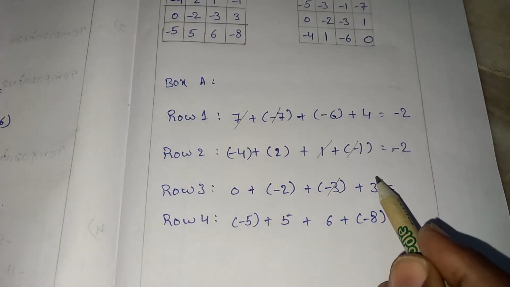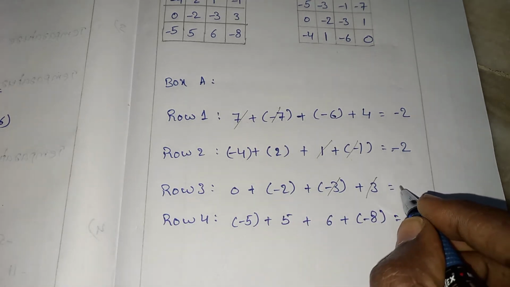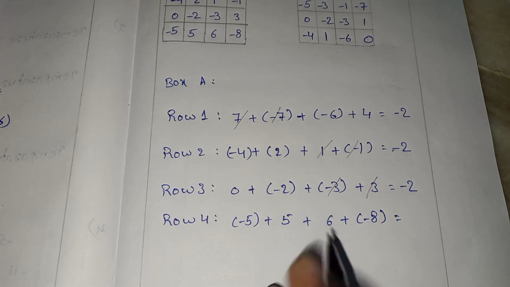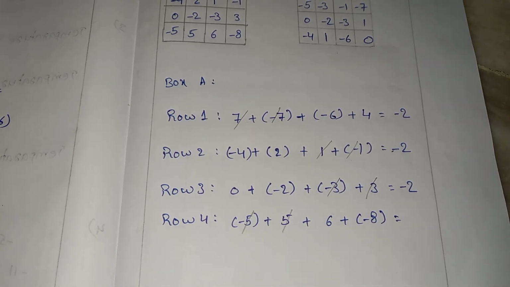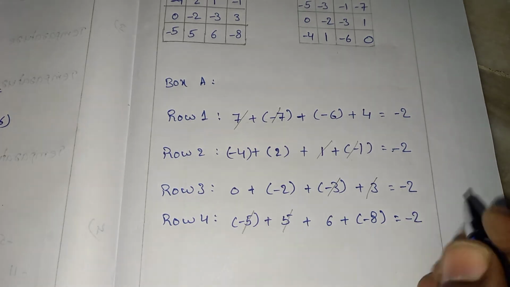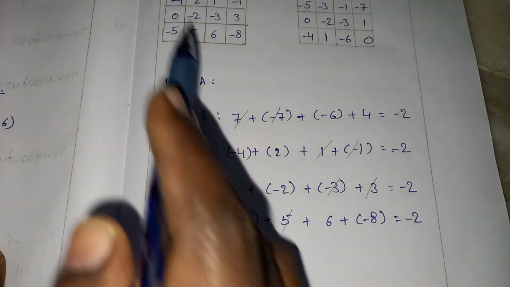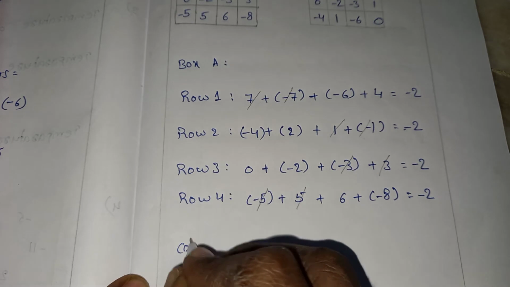Again here -3 plus 3 is 0, and 0 plus anything? 0 plus -2 means -2 only. Here again -5 plus 5, 6 minus 8, again -2. So all the results are the same, which means all the rows are the same. Let us check columns.